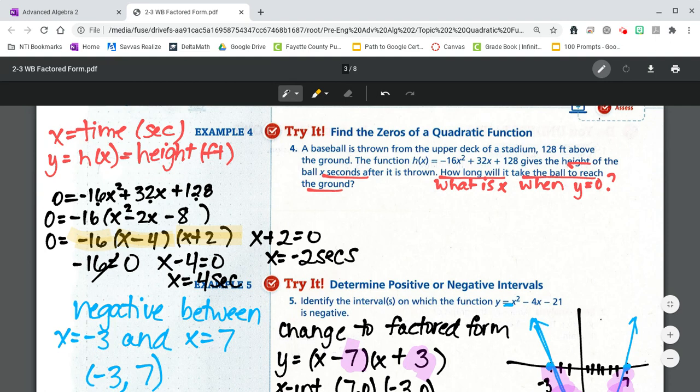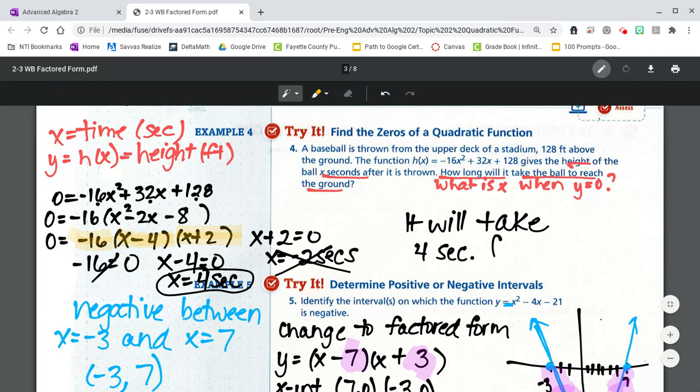Well, in this scenario, it does not make sense for me to have a negative amount of seconds because I cannot go backwards in time. So I'll mark that one out. So it looks like this problem only has one correct answer. So how long will it take the ball to reach the ground? It will take 4 seconds for the ball to reach the ground.